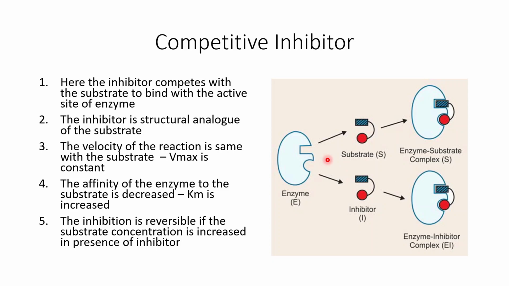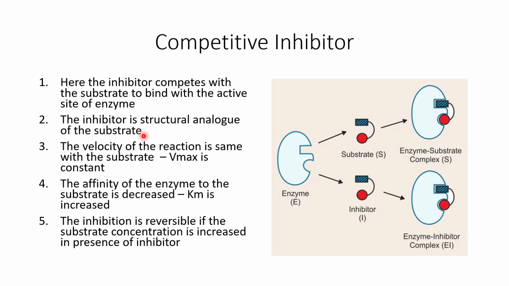When the enzyme binds with the substrate, you get the enzyme substrate complex. But if the inhibitor comes and binds to the active site, you get this enzyme inhibitor complex, and this does not proceed further to form products. So the enzyme becomes inhibited. Here, because the substrate is binding to the enzyme, the enzyme substrate complex leads to formation of product.